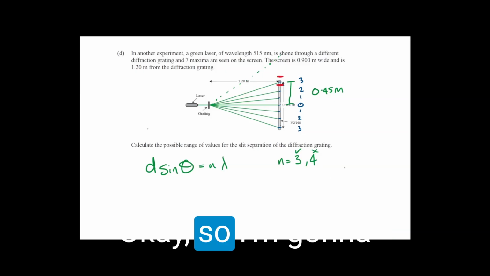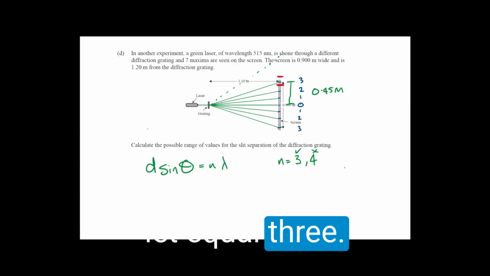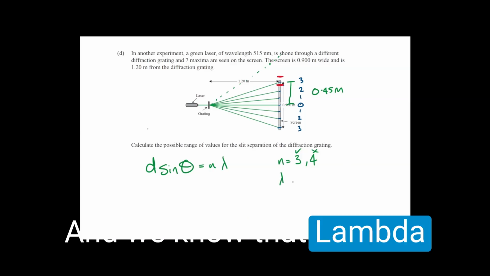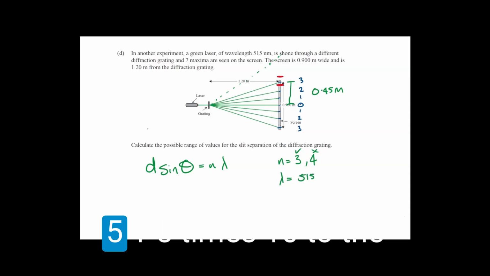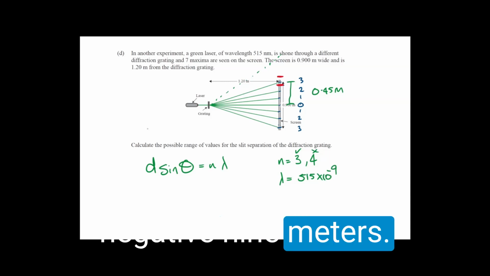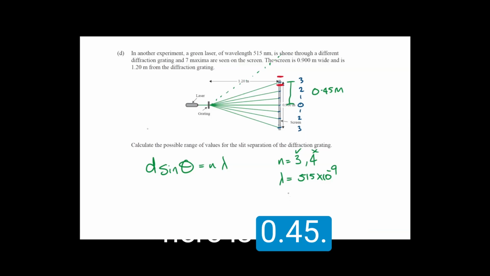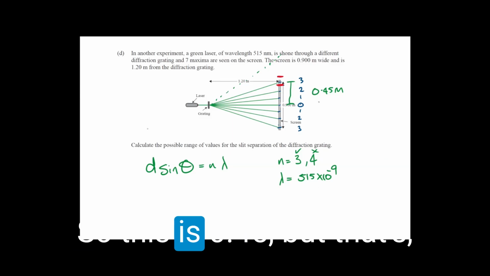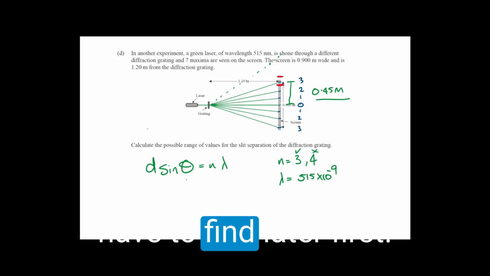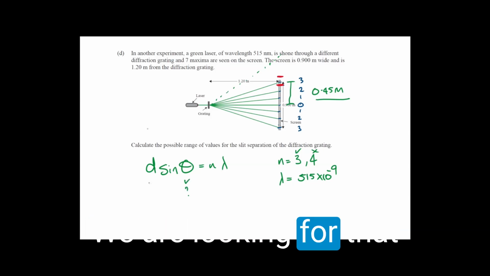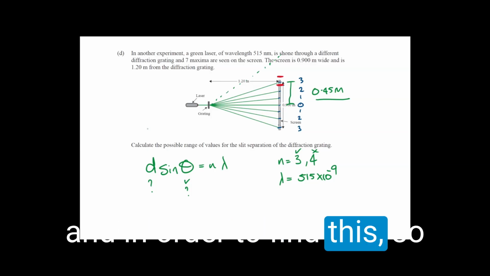Okay. So I'm going to let n equal 3, and we know that lambda is 515 nanometers, so 515 times 10 to the negative 9 meters. And the distance here is 0.45. That's not the distance that we want, but that's going to be okay because we're going to need to work this out. In order to find d, we have to find theta first.